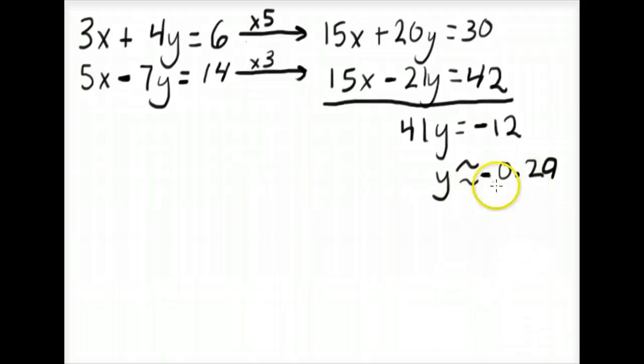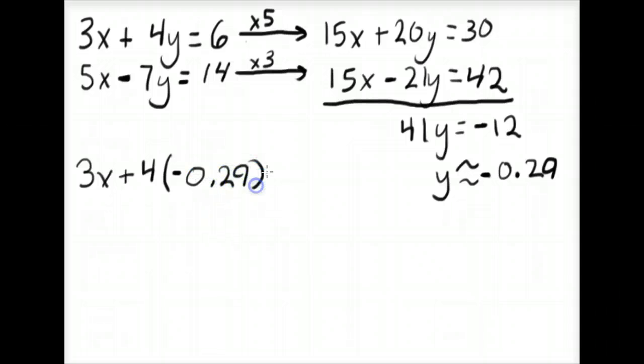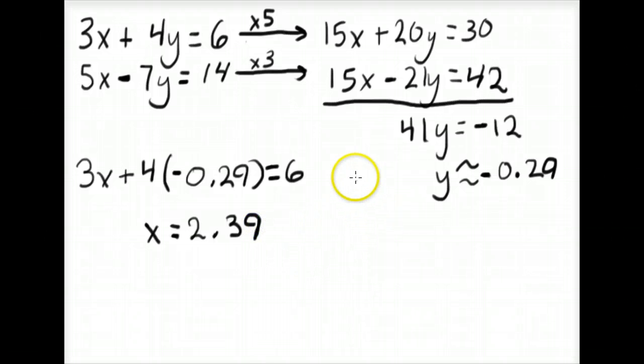So now that we've solved for y here, we can plug it into either equation to solve for x. I'm going to substitute it into the first equation because it's a little bit simpler. So we're going to get 3x plus 4 times, and here's y, which is negative 0.29, and that's going to equal 6. So then solving for x from here, we're going to get x equals 2.39. So we can now write the solution to this system as an ordered pair, which would be (2.39, -0.29).